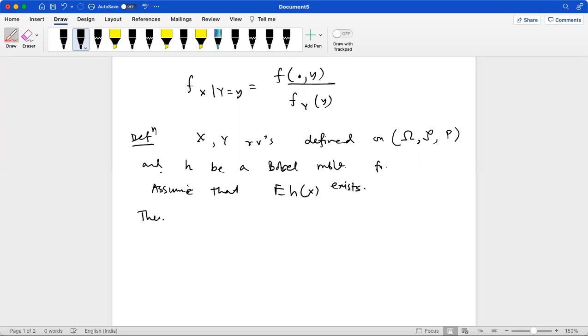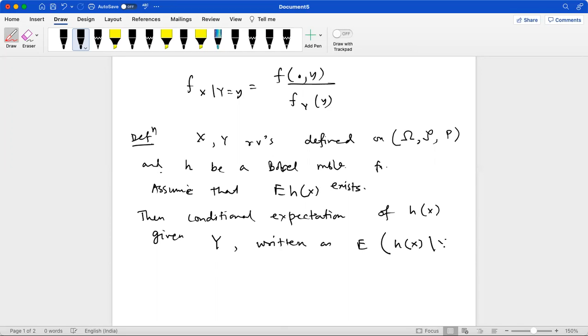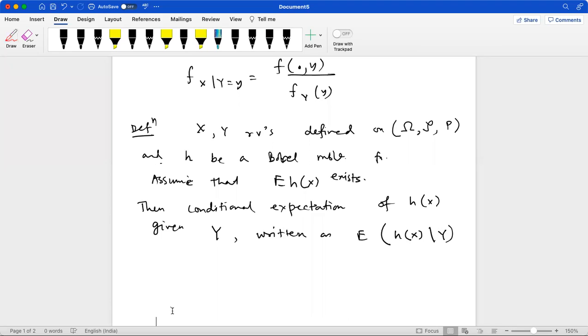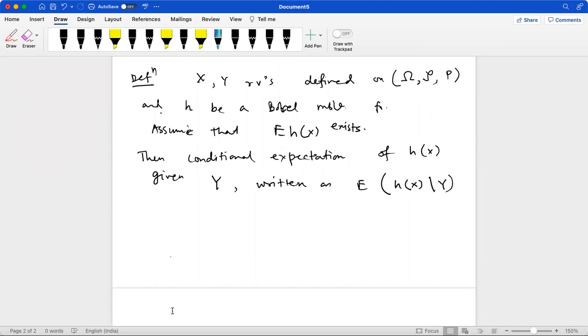Then we define the conditional expectation of h(X) given that Y equal to y, for some value y. Sometimes it is written as the expected value of h(X) given Y. But we are taking the expectation over the random variable X, not over the random variable Y. Basically, it is for some value of Y equal to y.